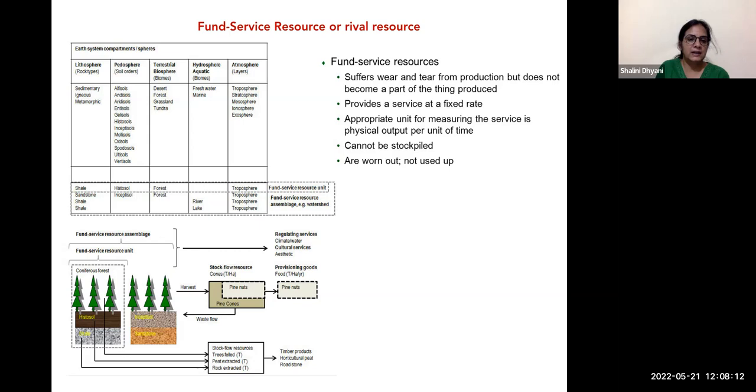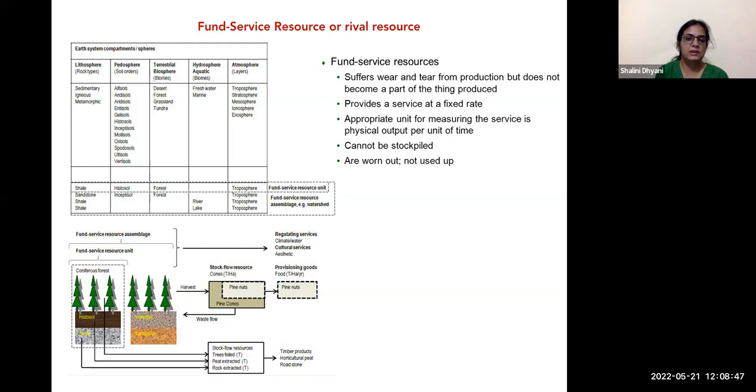So your fund service resources can be, for example, soil, which is important for ecosystem services. And these are the different assemblages in the watershed that regulate climate, water, your aesthetic and religious services, your food, your timber goods, your horticulture goods. So basically fund service resources are abiotic resources, whereas your stock flow resources are mostly biotic resources.